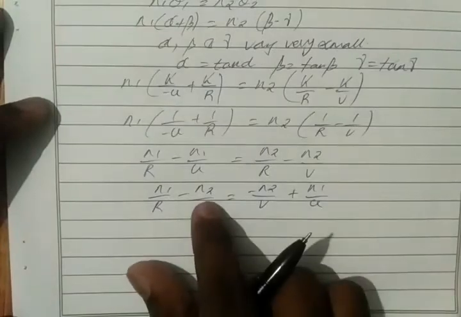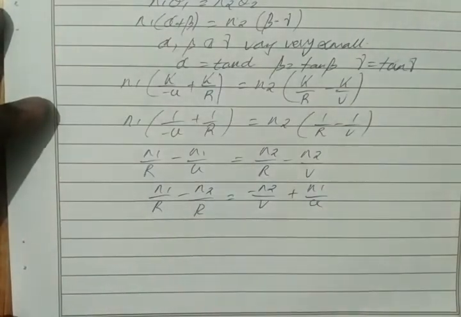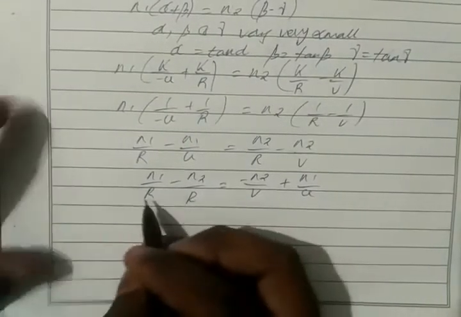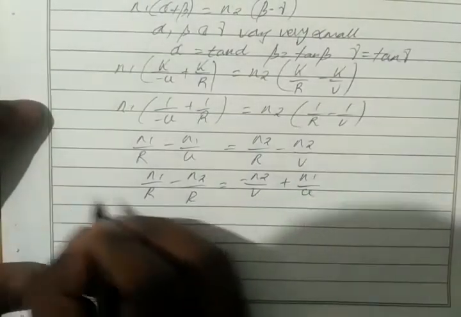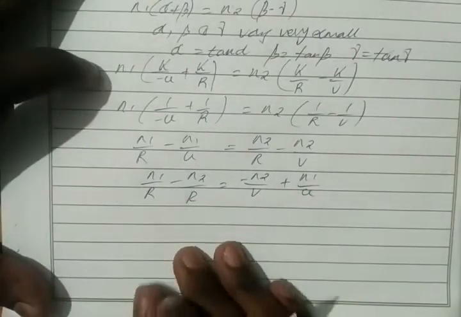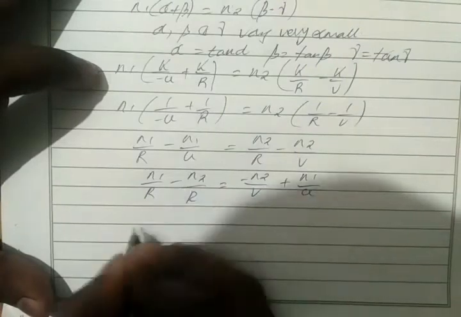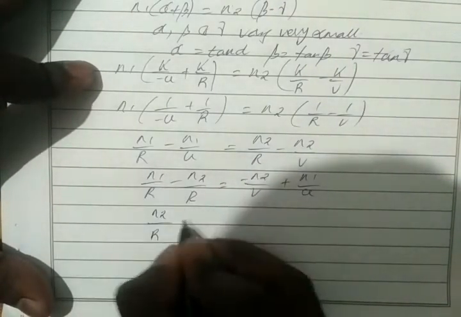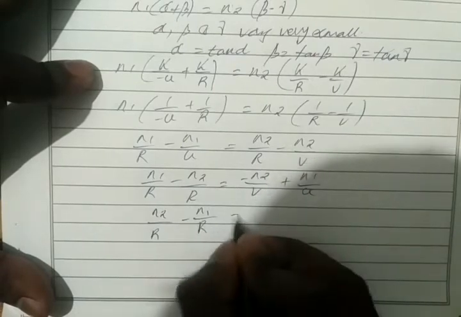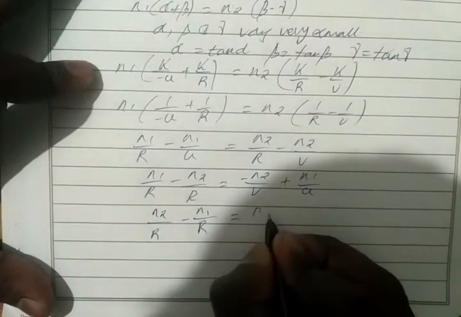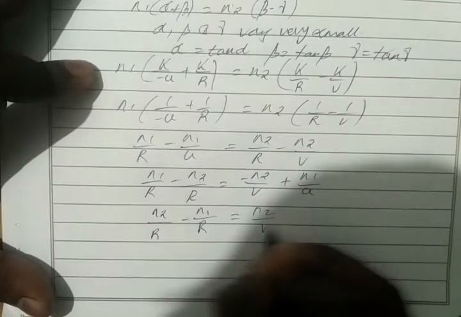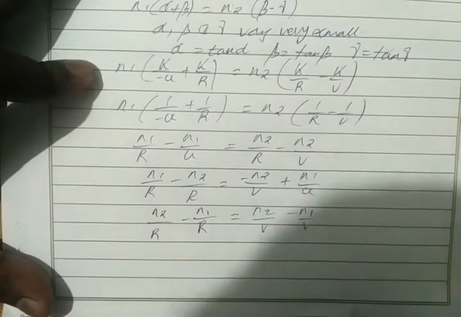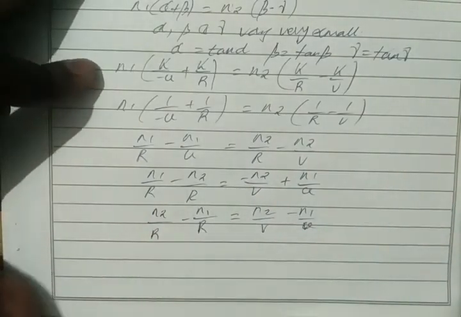So for this equation, for our convenience, we multiply with a negative sign on both sides. So we multiply with negative signs, then minus n2 by r will become plus n2 by r, and it becomes minus n1 by r equal to n2 by v minus n1 by v, sorry, n1 by u.